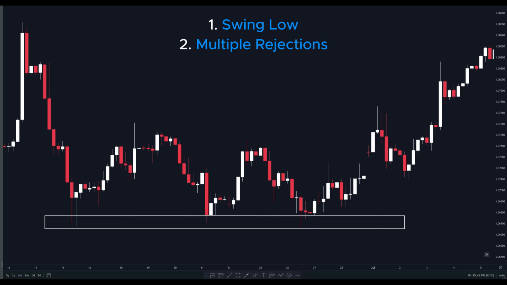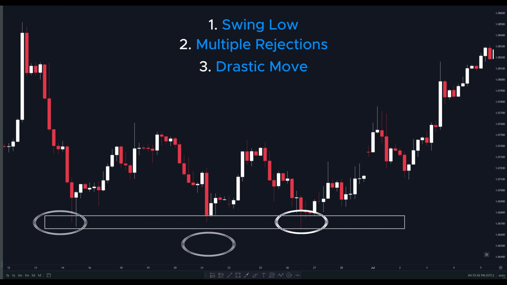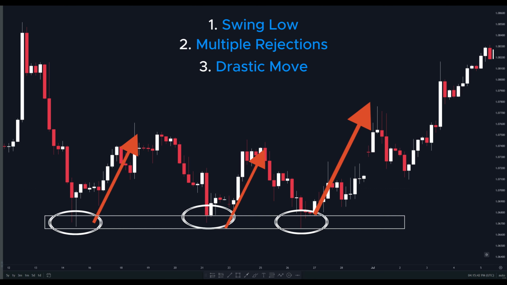Second, multiple rejections, as you can see that price got rejected by this level 3 times. Third, drastic movement. You can see that when price tapped this level, it bounced back drastically. A clean move without much consolidation is a drastic move.